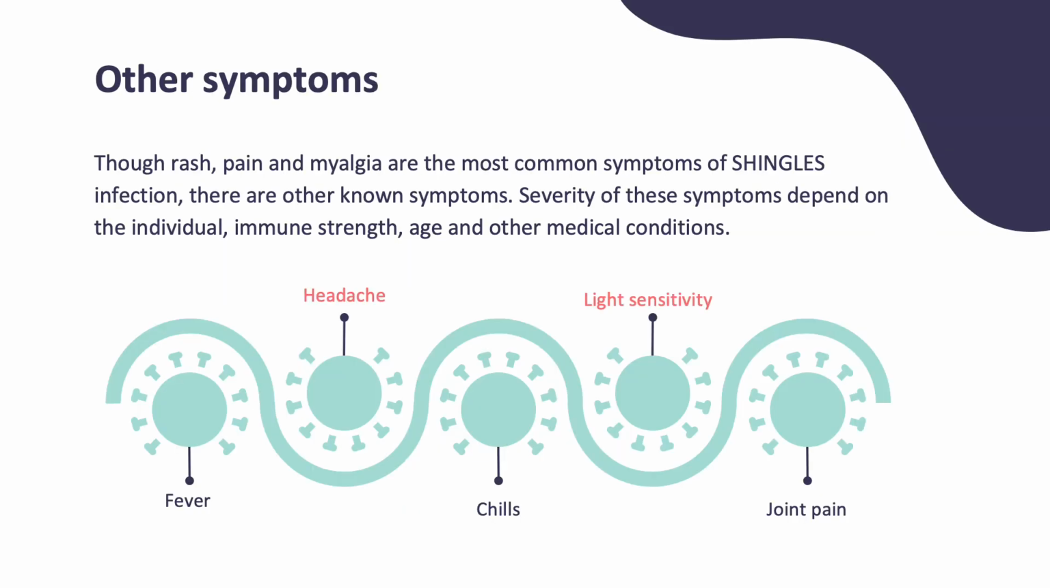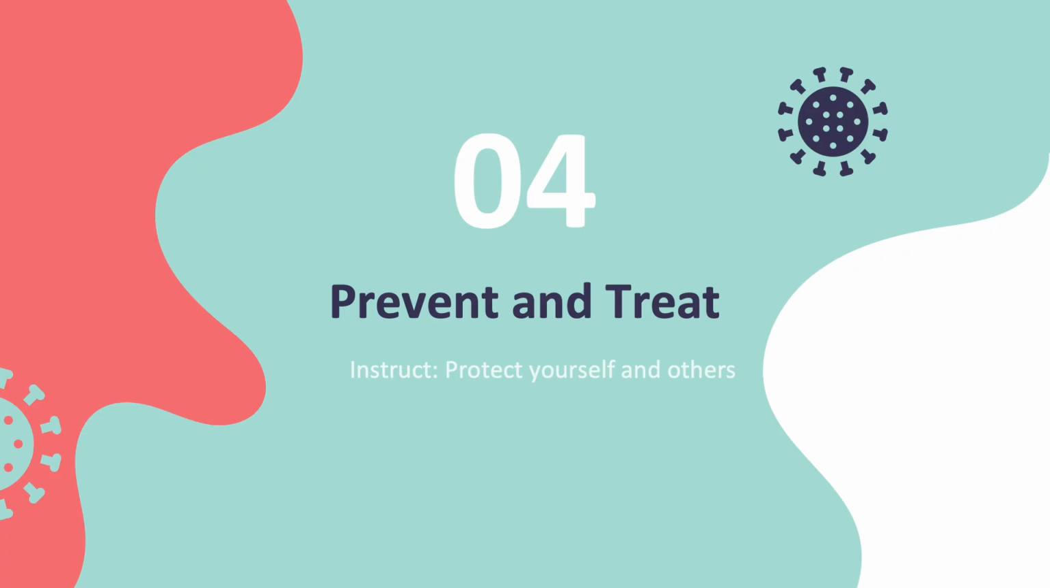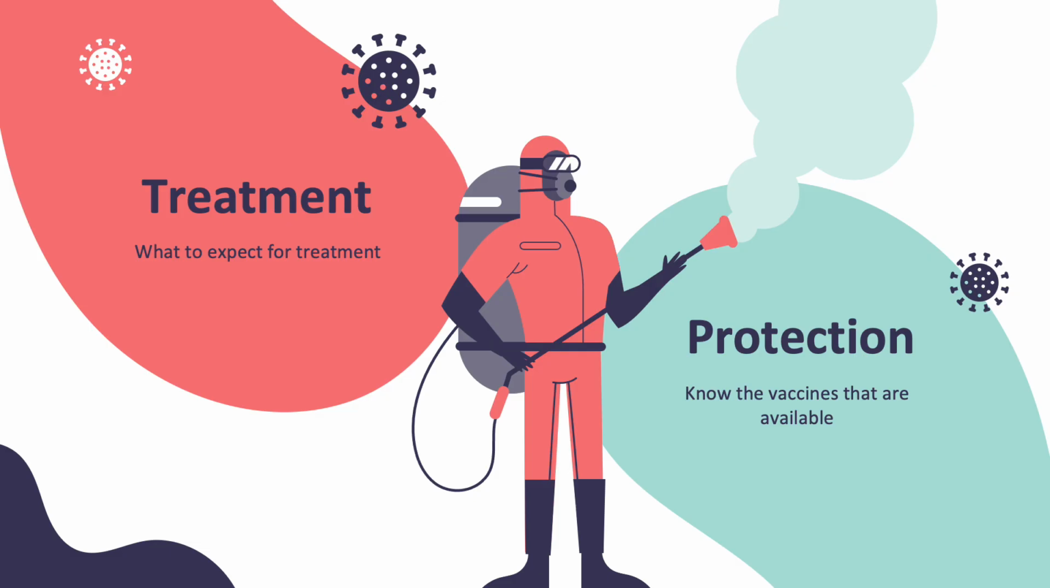Other symptoms. Though rash, pain, and myalgia are the most common symptoms of shingles, there are also other symptoms. Severity of these symptoms depend on the individual, immune strength, age, and other medical conditions. Learning objective number 4. Treat and prevent. How to protect yourself and others. Treatment. What to expect for treatment. And protection. Know the vaccines that are available.